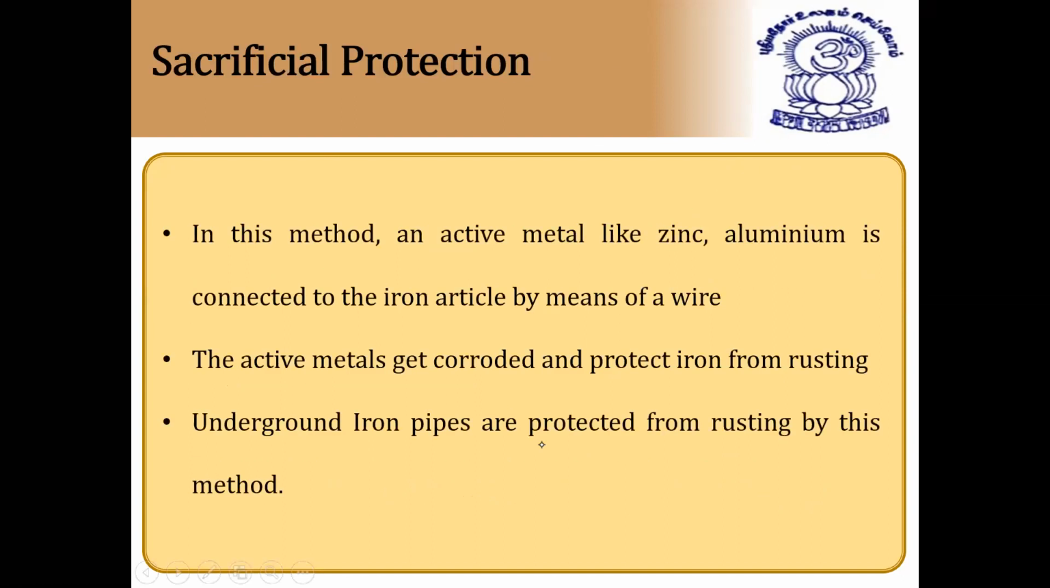Next, sacrificial protection. In this method, an active metal like zinc or aluminum is connected to the iron article by means of a wire. The active metal gets corroded and protects iron from rusting. Underground iron pipes are protected from rusting by this method. Is it clear? This is called sacrificial protection.